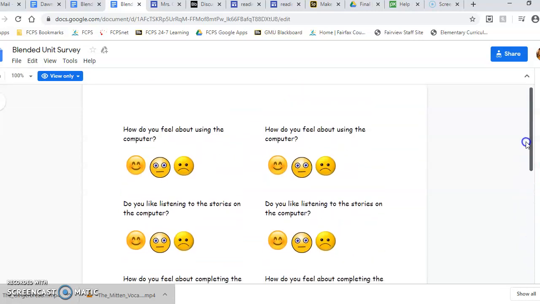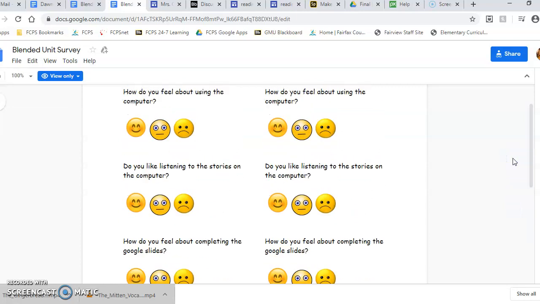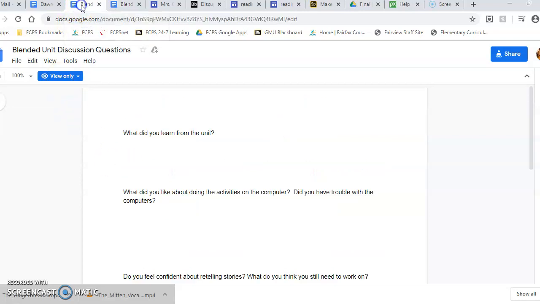I also was wondering if you're going to do this midpoint and then this part again at the end, to compare how they're feeling at the mid versus the end, as well as your beginning data. Are you going to give one at the very start to see even more of their growth? That's just a wondering that I have.